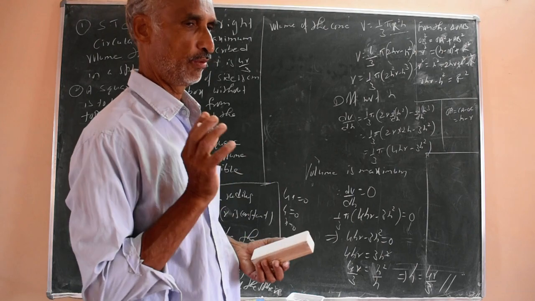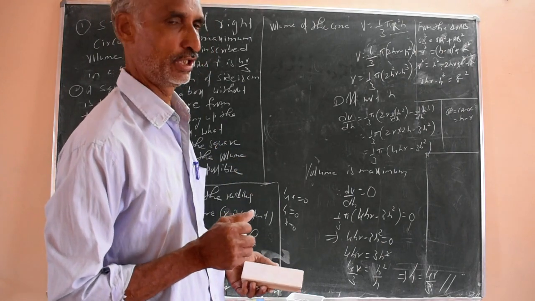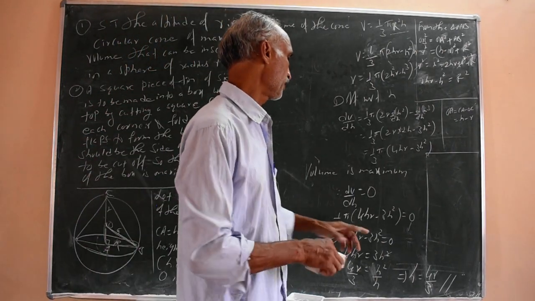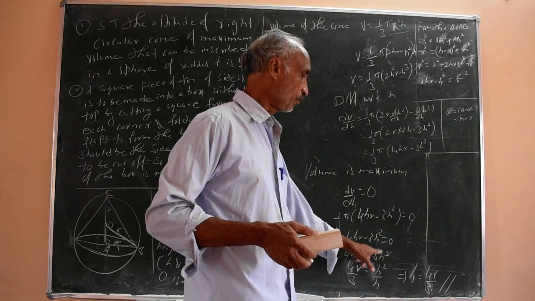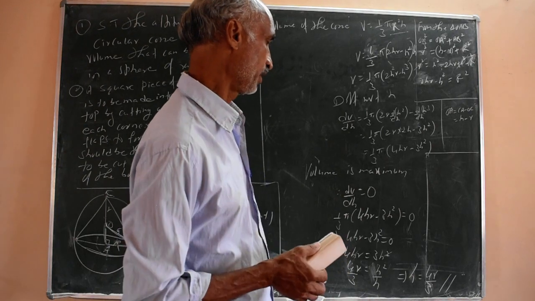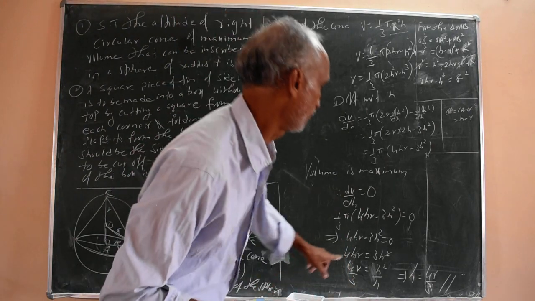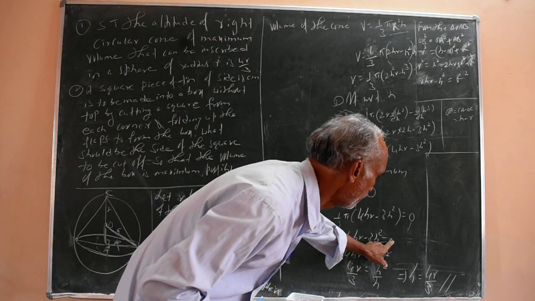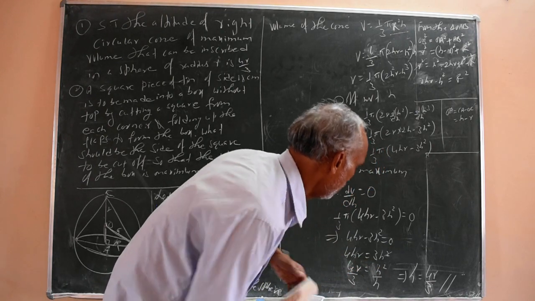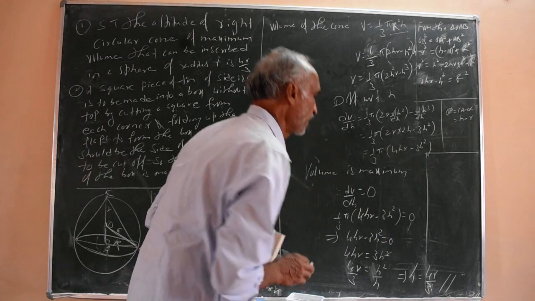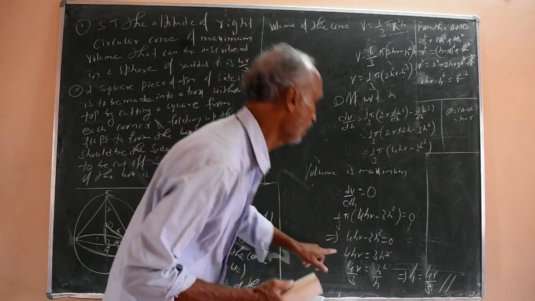Only the part which has the variable will be 0, not the constant. So 4hr minus 3h square is 0. 4hr is equal to minus 3h square; taking it to that side, the minus becomes plus, 3h square. One h cancels, leaving hr. Keep it as it is, and separate h and r by cross multiplication.